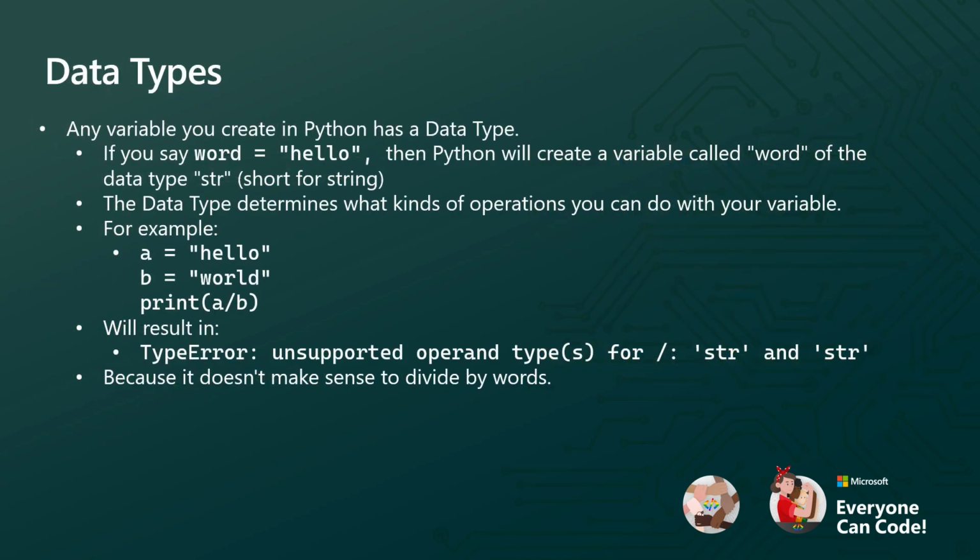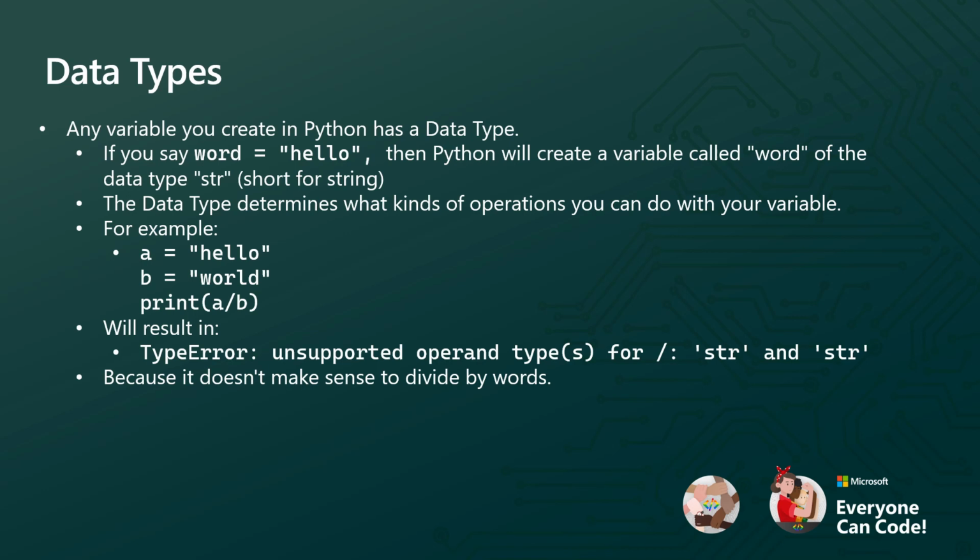Another important thing that we haven't mentioned yet about variables is that any variable you create in Python has a data type. The data type is the kind of data that you can store inside of that variable. So if you say word is equal to hello, then Python will create that variable called word, and it will use the data type str. That's short for string. A string is a string of individual characters like HELLO.